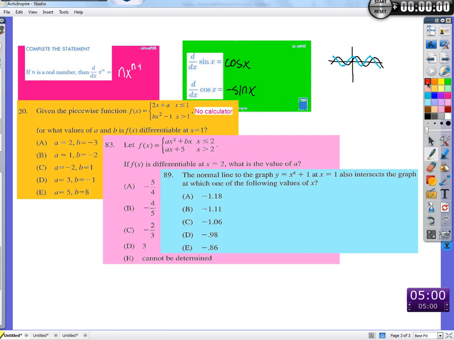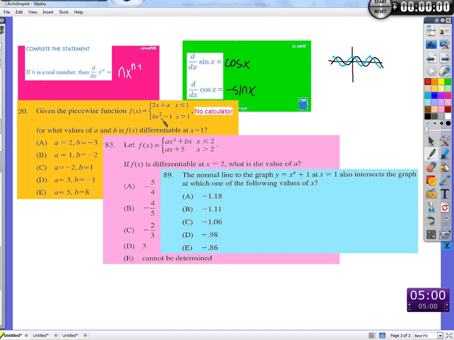And if you think about 2x plus a, that's a line with a slope of 2 and a y-intercept of a. So that y-intercept is just going to take that line that has a slant of 2. There's no changing that. But that a would move it up and down the y-axis, and it would move it up and down at 1 as well.